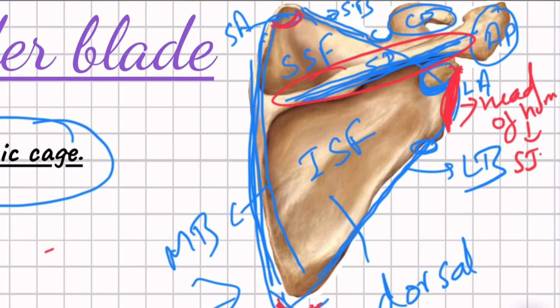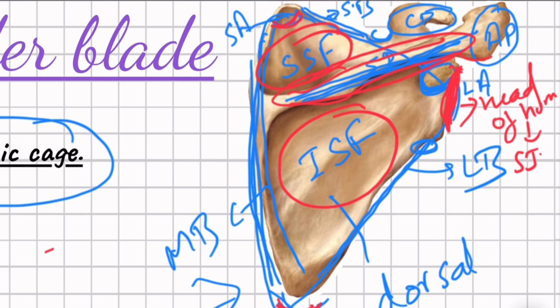It is a triangular plate of bone with three borders and two surfaces. It divides the dorsal surface of the scapula into the supraspinous and infraspinous fossae. Its posterior border is called the crest of the spine. The crest has upper and lower lips.